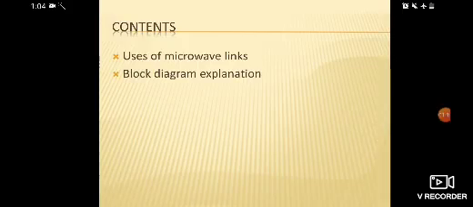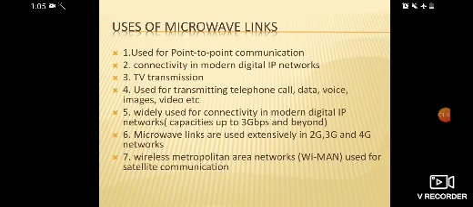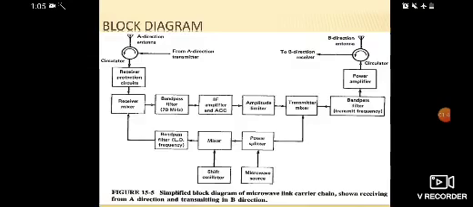The main operation of a microwave link is to receive the transmitted signal from the microwave transmitter, amplify the signal, and then retransmit it. So this is the main usage of a microwave link. It is nothing but a transmission line between the repeaters, the same as a transmission line. This is a block diagram of a microwave link.